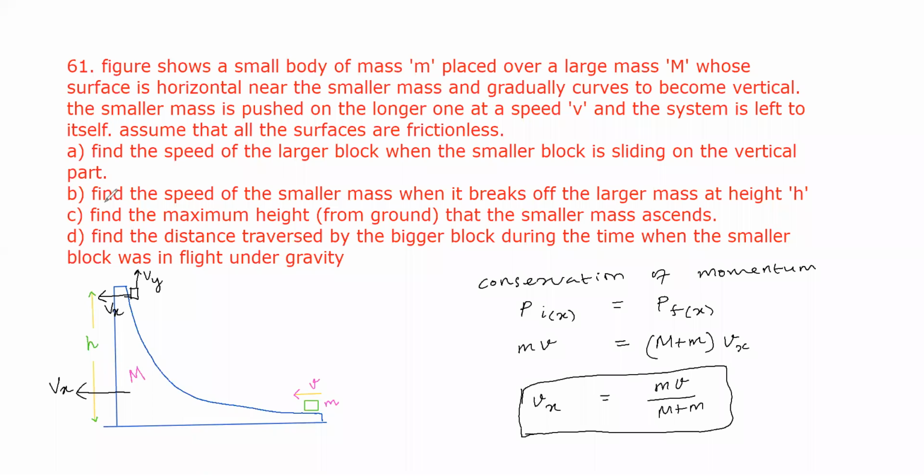Next, the second question we are going to discuss. Find the speed of the smaller mass when it breaks off the larger mass at height h. That means at height h, when it leaves the larger mass, we have to find its velocity. So here at maximum height, this small block m has two velocities: one is the x component velocity, another is the y component velocity. These two component velocities we have to find out. Then we have to take the resultant.